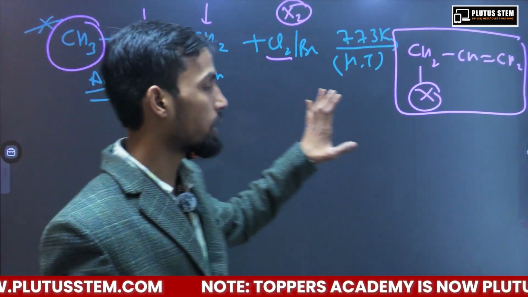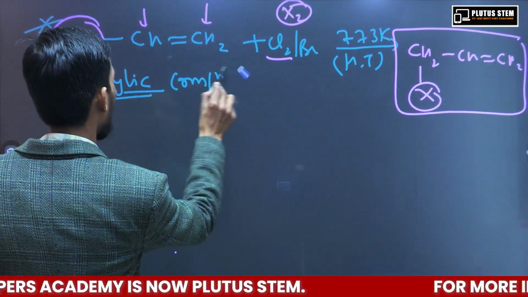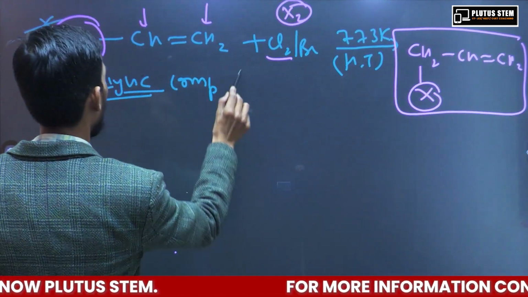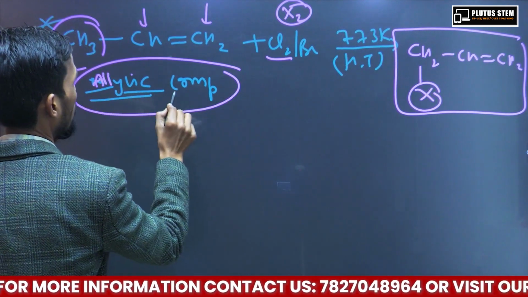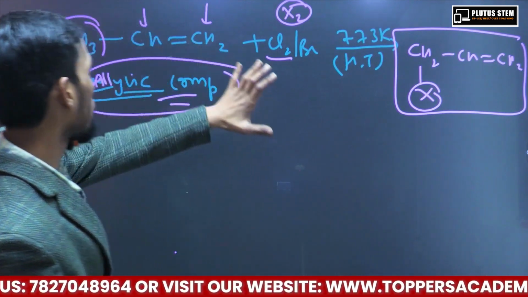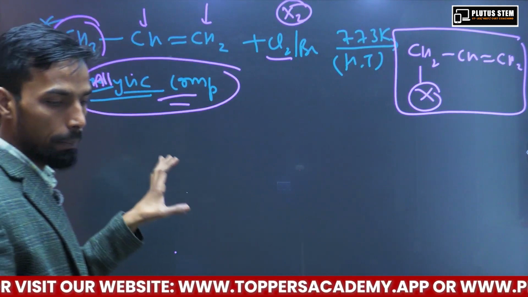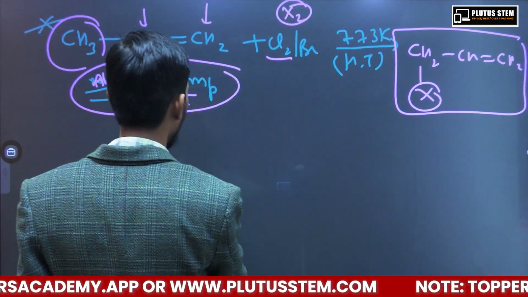Addition of this halogen at the allylic position. So this is like the formation of alkyl halide through the allylic compound. One more reagent we can take in place of this.